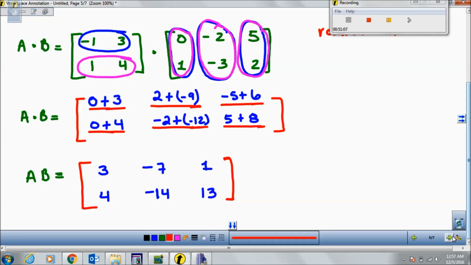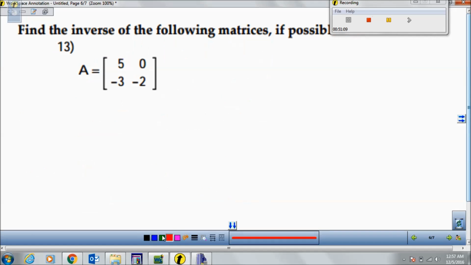Okay, moving on to the next problem. We have to find the inverse of the following matrix, if possible. There's two ways to find the inverse. One is using a formula, and one is just something very similar to what you do when you're solving a system of linear equations using matrices, which is putting your diagonal of ones, your zeros underneath the ones, and so forth. Both would give you the same answer, so I'm going to do both. And then you choose whichever method you want.